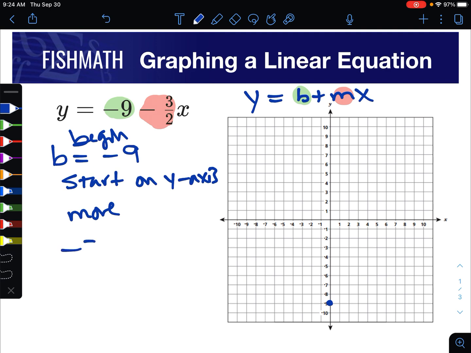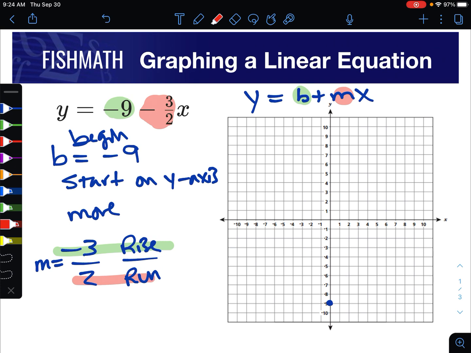Our slope is -3/2. You'll notice here that I took the negative that was on the side and I put it with the 3. It could actually go with either part of the fraction or be out front, but I'm going to choose to put it up with the 3 because I usually think of the rise as going up or down. Because slope is always rise over run. So what this is saying is we're going to rise -3 and we're going to run 2.